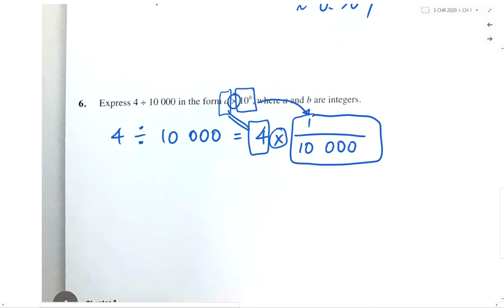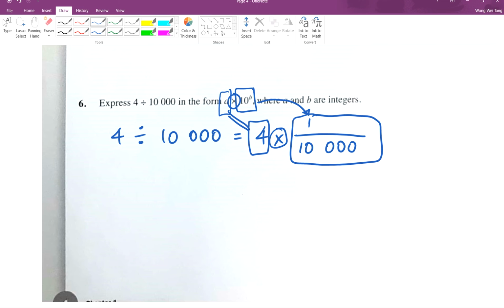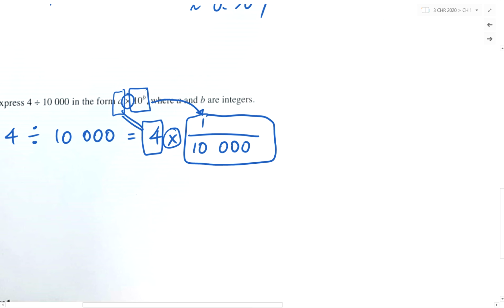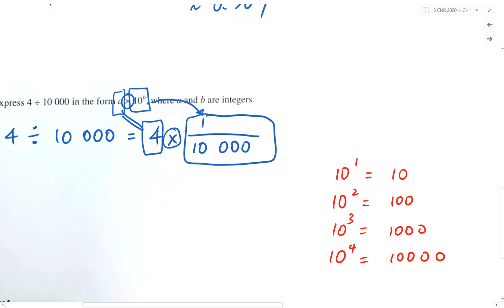Okay, so I will put it at the side in another color, some guiding steps. We have 10 to the power of 1 is actually 10. 10 to the power of 2 is 100. 10 power 3 is 1000, 10 power 4 is 10,000. So do you think my 1 over 10,000 is the same as 10 power 4? No, think about it again. Is 1 over 10,000 the same as 10,000? They're not the same.